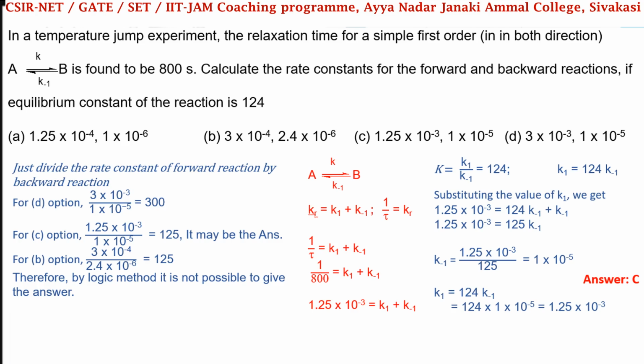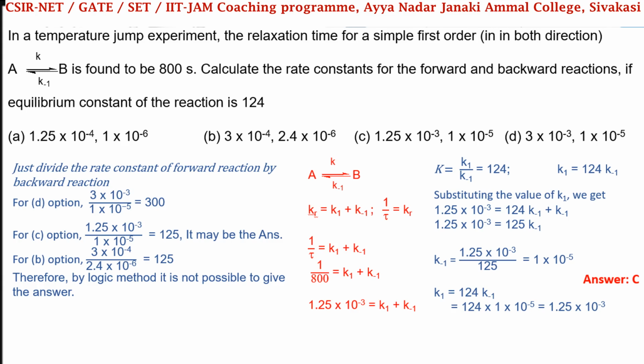In the place of K1, substitute it here, you will get 124 K inverse plus K inverse equal to 1.25 into 10 power minus 3. So 125 K inverse equals that, and K inverse is equal to 1.25 into 10 power minus 3 divided by 125, equal to 1 into 10 power minus 5.